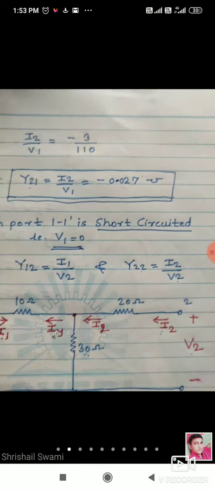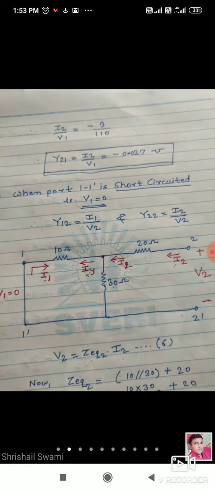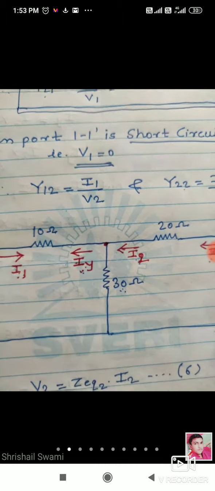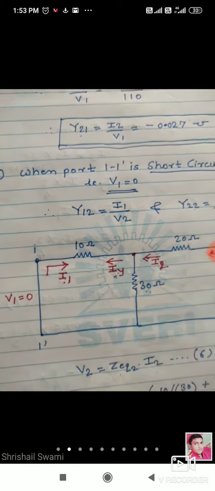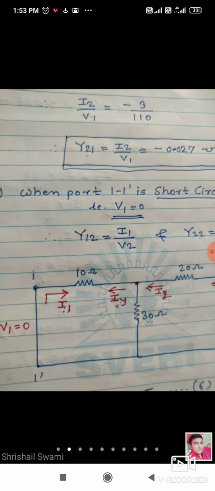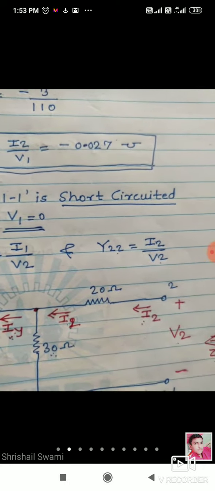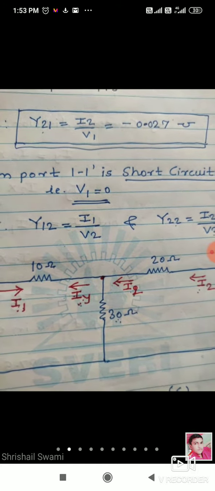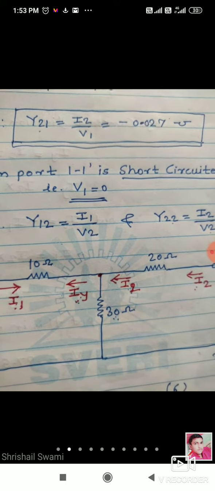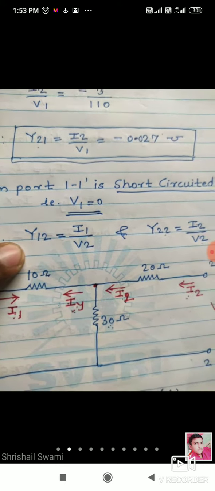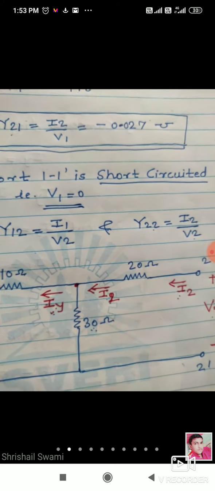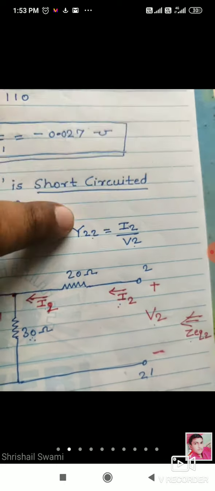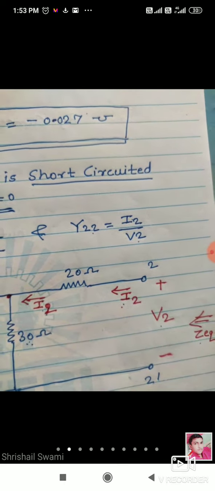Now next point, in a similar way you have to use the second condition. What will the second condition be? V1 equal to 0. So V1 equal to 0 means what? Port 1 dash you have to make it short. So when port 1 dash is short circuited, that is V1 equal to 0, and you put that in equations number 1 and 2, you will get two formulas: Y12 is equal to I1 upon V2 and Y22 is equal to I2 upon V2. Again here first find out Y22, because it is simple to find out.